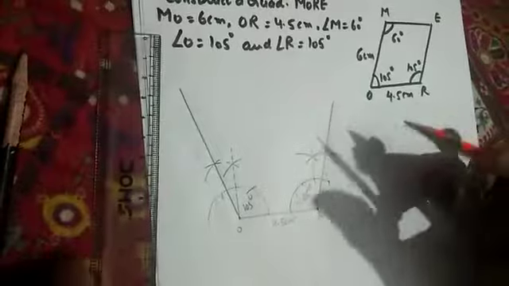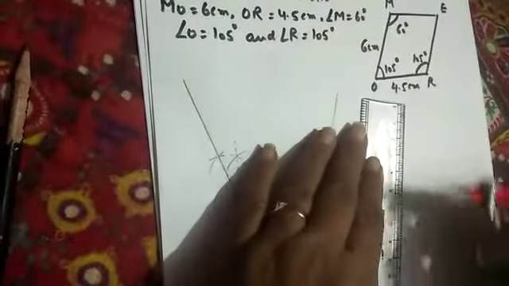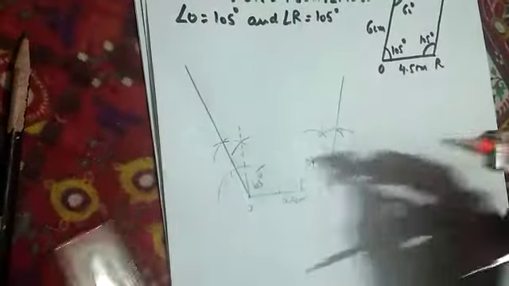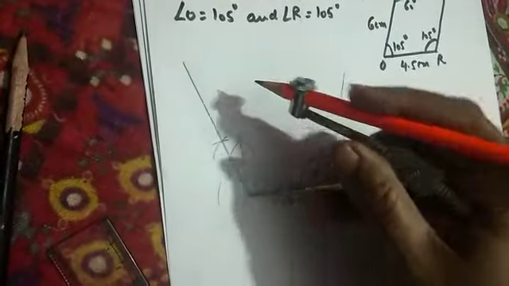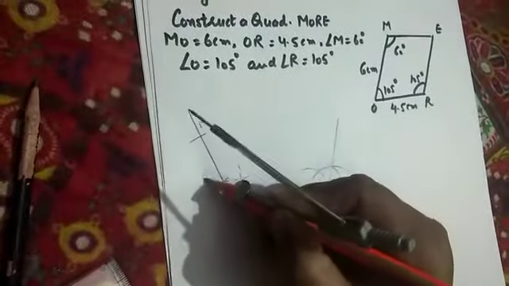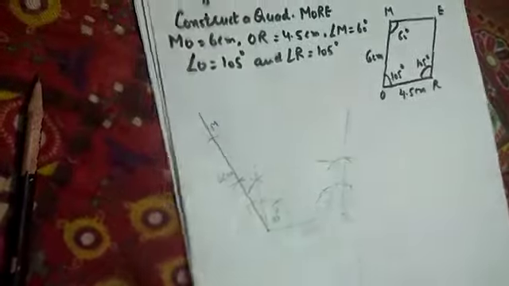OM, this is 6 centimeter. Now we'll open our compass till 6 centimeter and from point O draw an arc on 105 degree angle. This point will be M. This line is 6 centimeter.